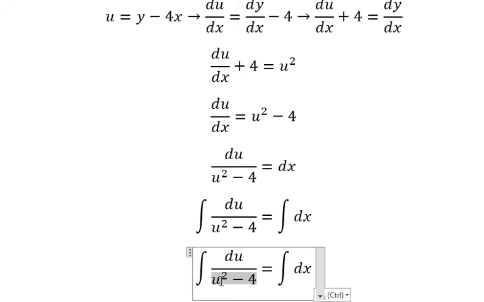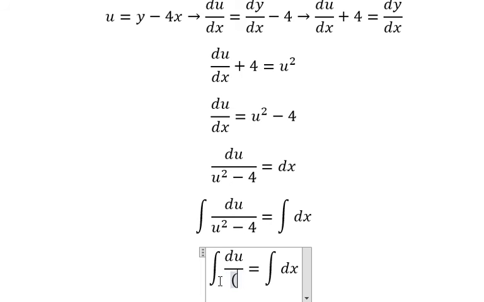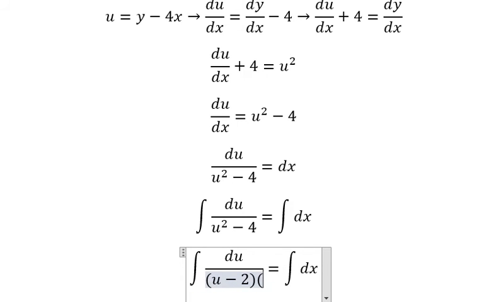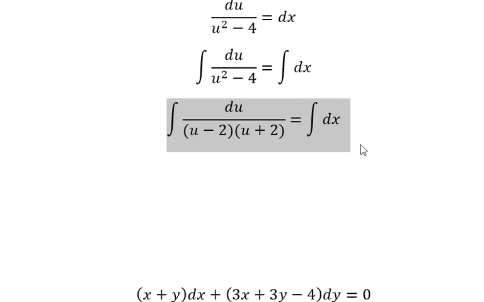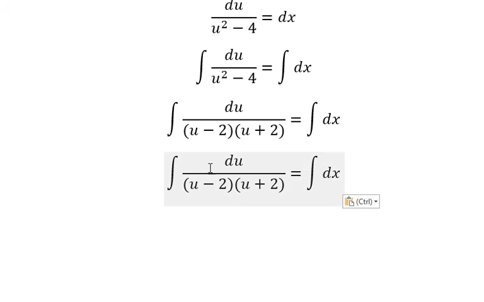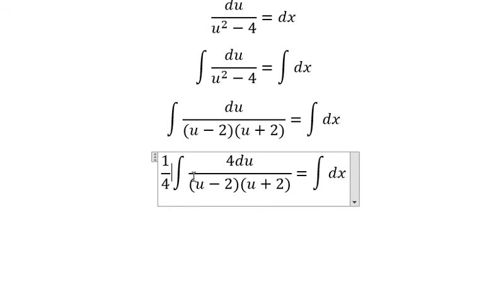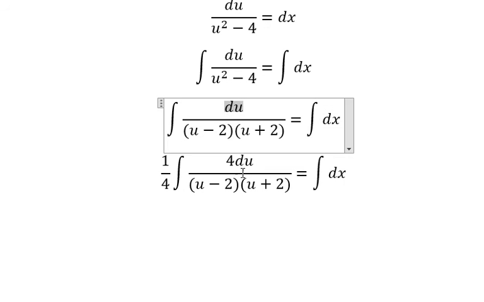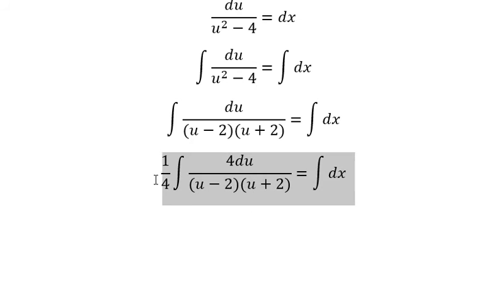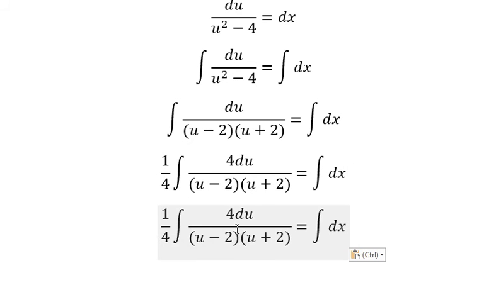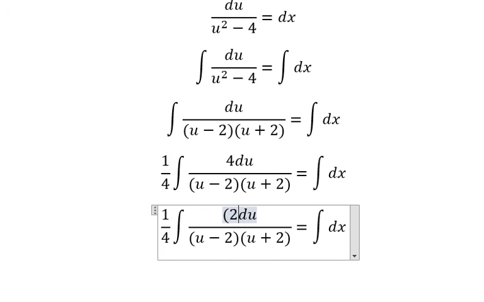This one is an identity. We can write it as u minus 2 and u plus 2. Next, I will put number 4 in here. So we have number 4 in here. 4 divided by 4, they cancel. And then we return back to the u. Because I want to create the factor to divide by u minus 2 and u plus 2. About number 4, that's 2 plus 2.